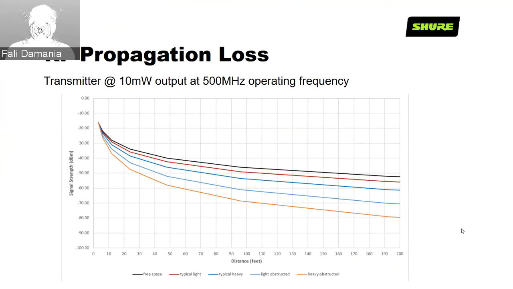Now, this is just how things are. This is how RF works, and there's nothing we can do about it other than compensate on the receiver side, with the correct receiver antenna and the correct receiver cable, which we will see in the slides coming up next.